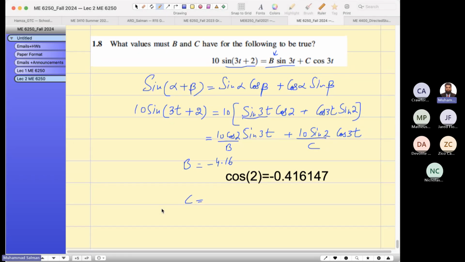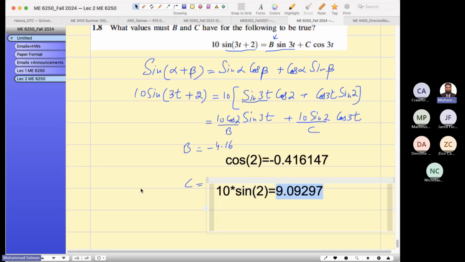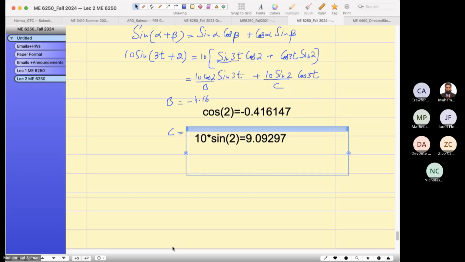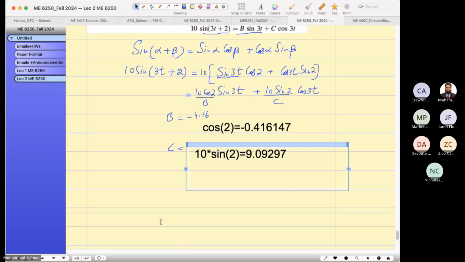And c equals, 10 times sine 2, sorry, this is 9.093. You got my point, guys? Have you understood how I solved this trig identity question? So let's do one more problem similar to this one.